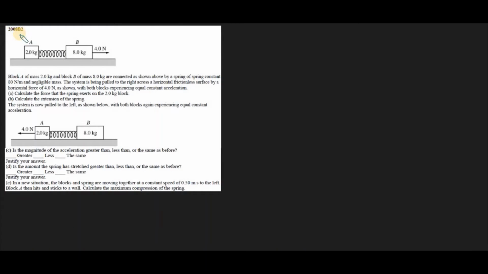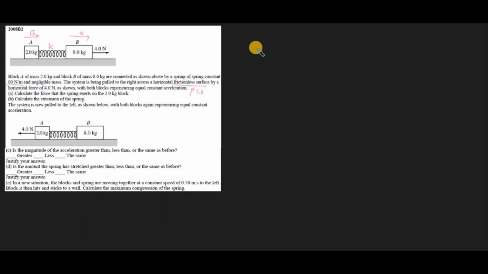This is a question we have got in the year 2008. Block A of mass 2 kg and block B of mass 8 kg are connected as shown above by a spring of spring constant 80 Newton per meter and negligible mass. So here the spring constant k is equal to 80 Newton per meter. The system is being pulled to the right across a horizontal frictionless surface, coefficient of friction equal to 0, by a horizontal force of 4 Newton, which is shown in the diagram, with both blocks experiencing equal constant acceleration, which means both the blocks will have the same acceleration.